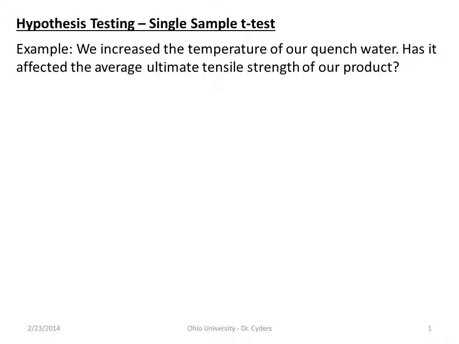So let's do an example of a hypothesis test. In this case, we're going to do what's called a single sample t-test. It's one of the simplest hypothesis tests you can do, and this is a pretty useful tool. We use it in a situation where we have a population about which we know a lot of statistical data.